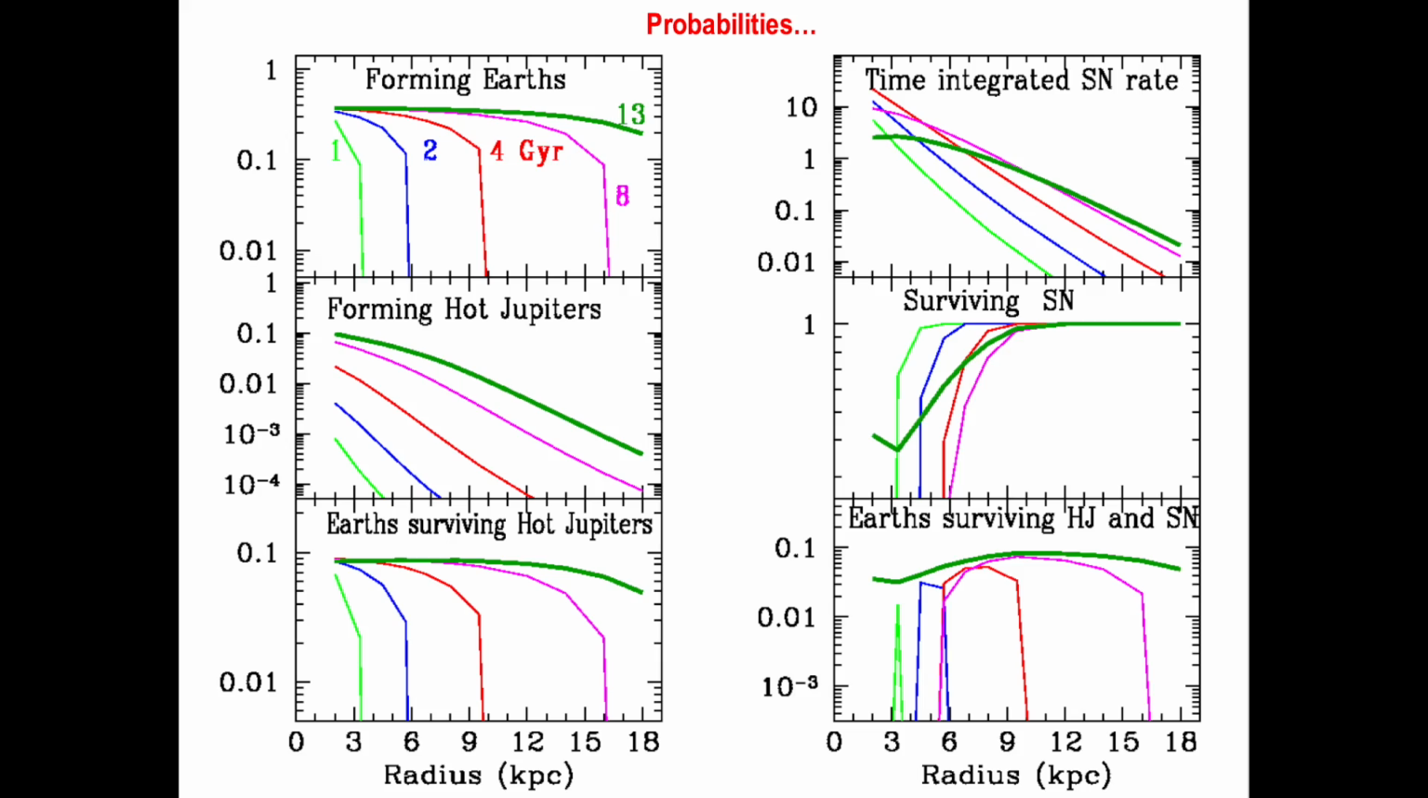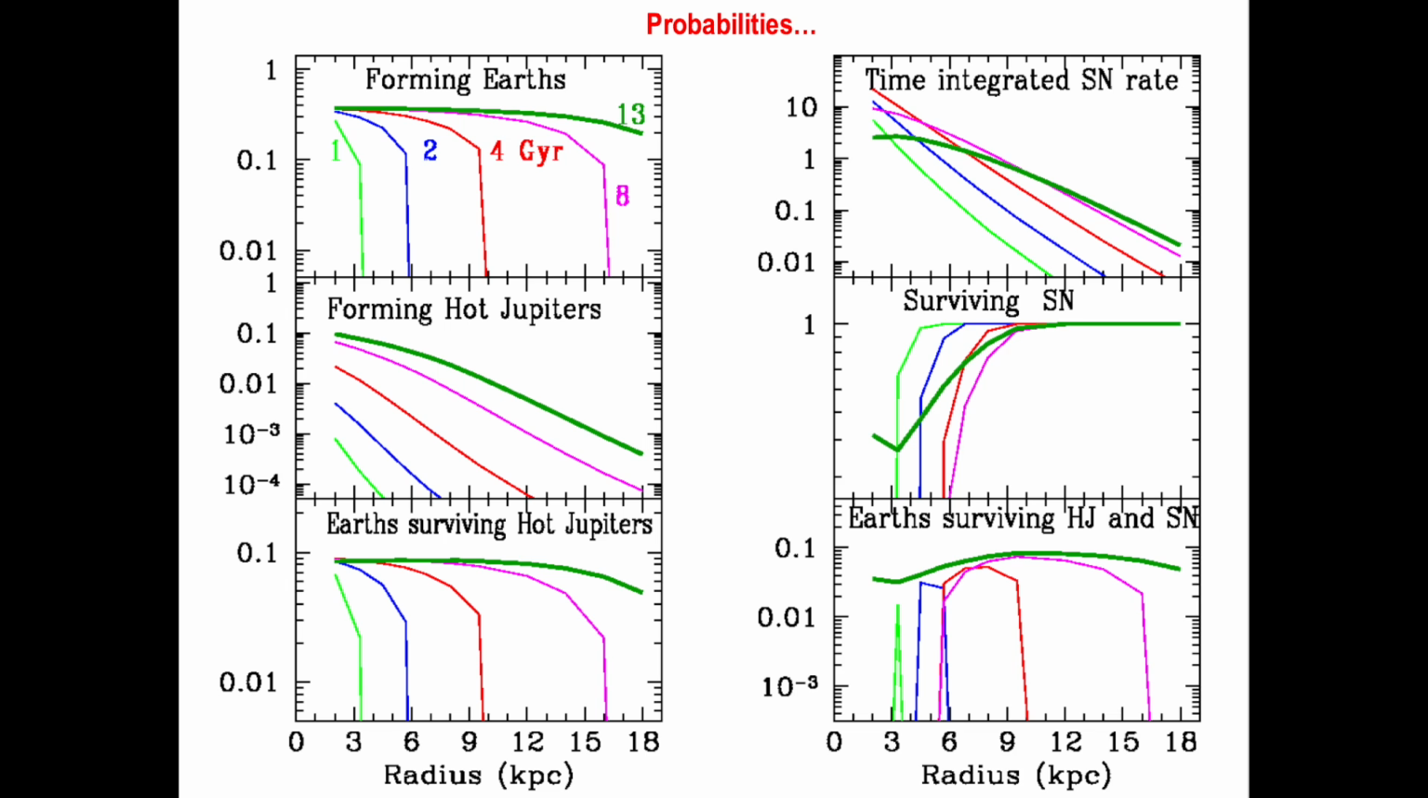Hot Jupiters somehow affect the formation of Earth-like planets, but not so much. This is for surviving the hot Jupiters again. And this is the time-integrated supernova rate at various moments. The probability of surviving supernovae is smaller in the inner galaxy, but not so small.